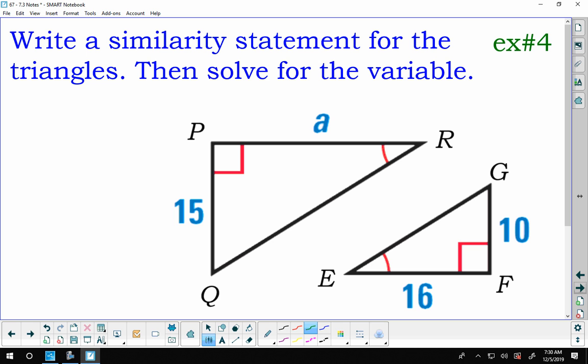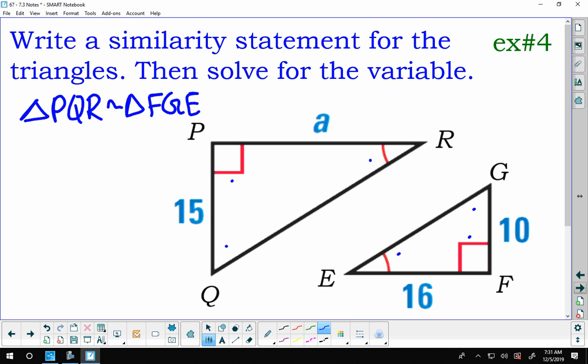Here you can see these triangles are just, one of them is in a different orientation. So let's write a similarity statement. We just have to match up the angles. So triangle PQR is similar to triangle... So we went 90, no marks, 1 mark. So we have to go 90, no marks, 1 mark. So triangle FGE.